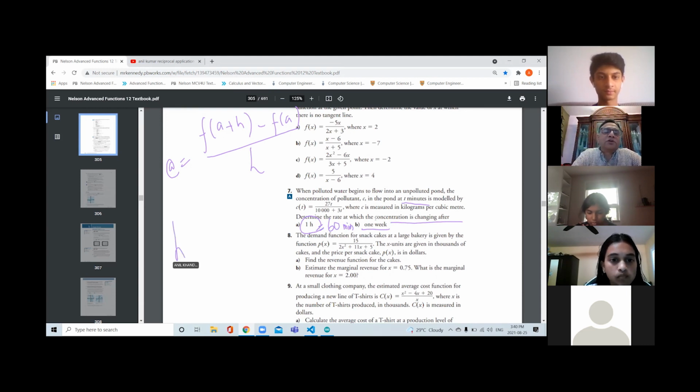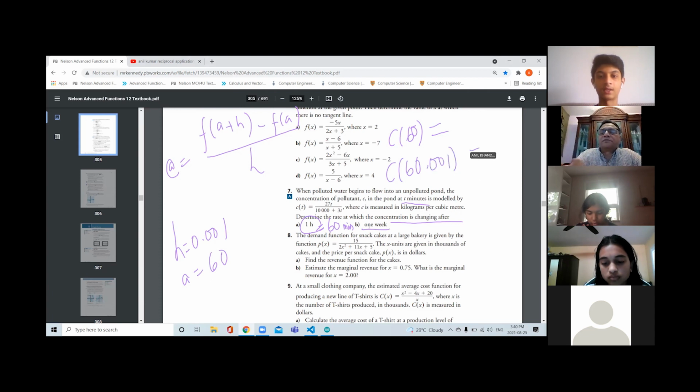Take the H value as 0.001 and A as 60, and calculate your answer. After you plug in 60 minutes into C(T), that won't be your final answer, right? First find C of 60, then find C of 60.001, and then use the rate of change formula. H is 0.001, plug in two values, use calculator, get your answer. Does it make sense? Yes, sir.